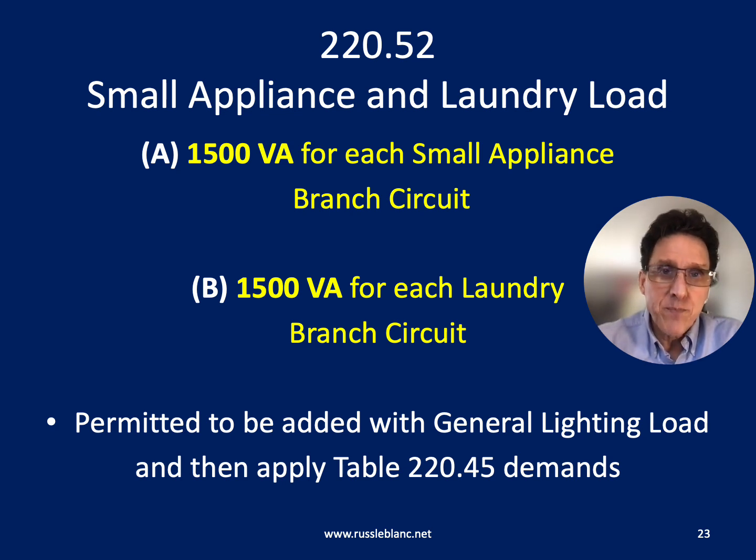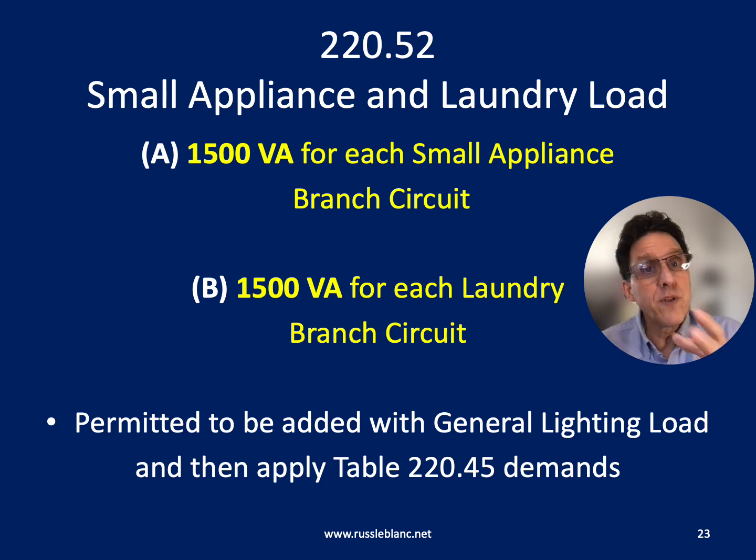Same thing goes for the laundry. You are only required to have one laundry circuit if there's laundry equipment. And so if you run another laundry circuit or if there's another laundry area, then it's another 1,500 volt amps that you have to add, okay? And again, these can be added to the lighting demand. These loads, the small appliance and laundry loads, can be added to the general lighting loads and then apply the demands of table 220.45.